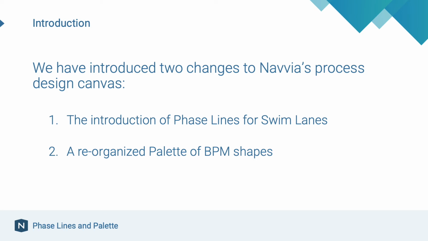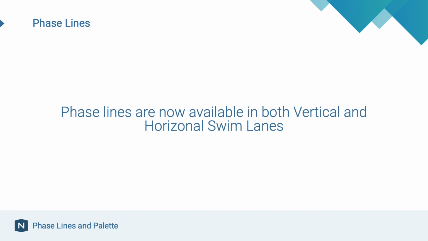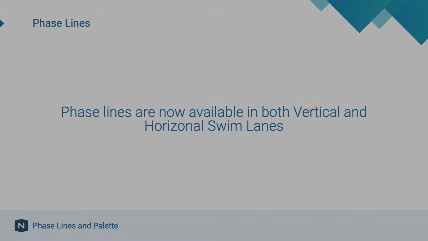We've made two changes to Navvia's design canvas. The first is the introduction of phase lines, which are used within swim lanes. The second is a reorganization of the palette to make it easier to find the shapes you want to work with. We're really happy to announce that phase lines are now available in both the vertical and horizontal swim lanes.